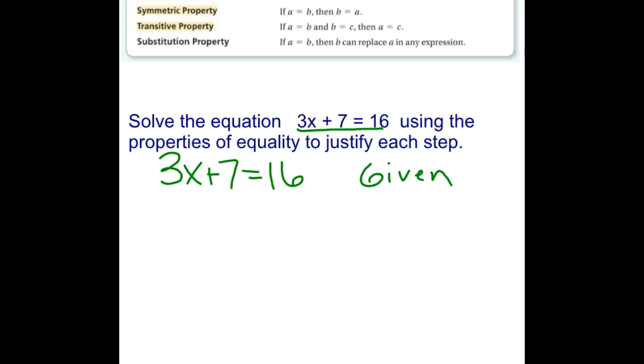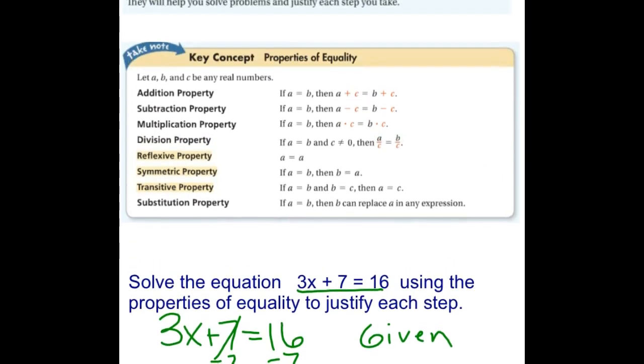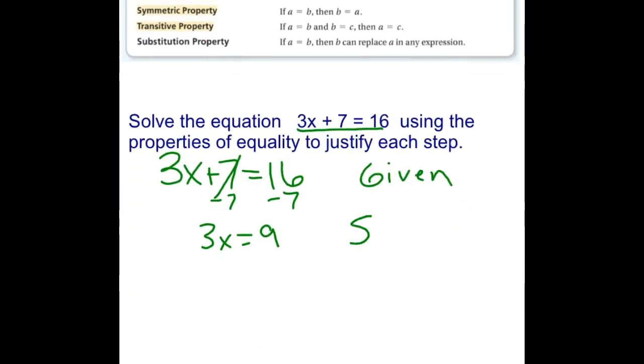So if I follow my two-step rules, I'm going to subtract 7 from both sides, and I get 3x equals 9. Well, if we look back at those properties, we just subtracted 7 from both sides. The one where you can subtract something from both sides, that's your subtraction property. So we would say, hey, this was our subtraction property that allowed us to go from the first line to the second line. So we put it next to the second line.